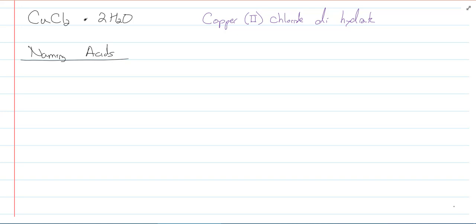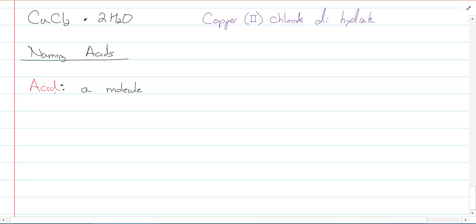Naming acids. Let's first define what an acid is. We've all heard the term, and some of us know. An acid is a molecule. So stop right there. What's a molecule? It's a small discrete unit. So acids are small discrete units. They're not a lattice like in an ionic compound.